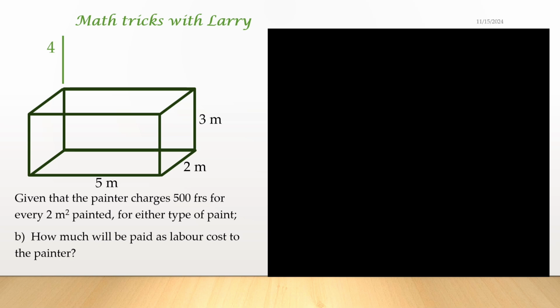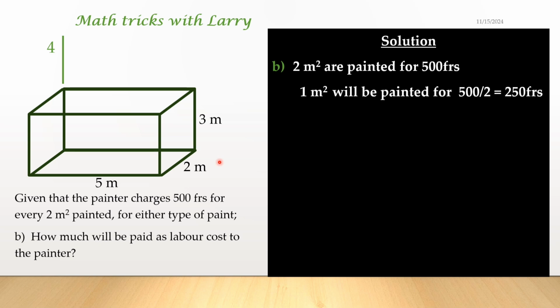Now let's look at the second part of the question. It says, given that the painter charges 500 francs for every 2 square meters painted for either type of paint, how much will be paid as labor cost to the painter? Now, if you look here, the painter charges 500 francs for every 2 square meters he paints, which means for 1 square meter, the cost is actually 250 francs. That is what the painter is charging for painting 1 square meter.